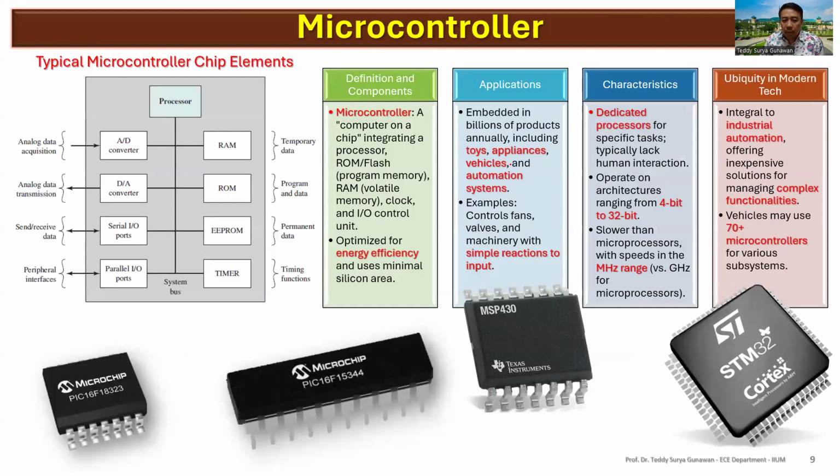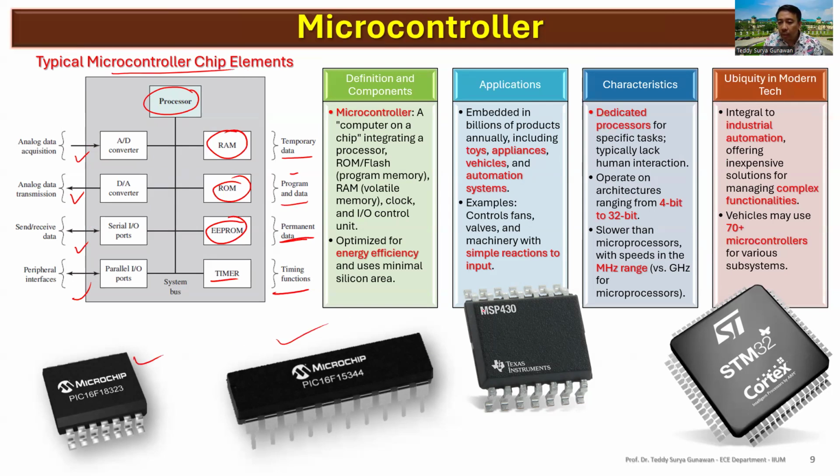For the microcontroller, as you can see, this is the typical microcontroller chip elements. It contains the processor, RAM on the chip itself for temporary data, ROM for program and data, and EEPROM for permanent data. We have a timer, which provides the clock function. We have parallel I/O, peripheral interface, and serial I/O. We have ADC and DAC, for input and output to sensors and actuators. So this is a typical microcontroller chip.